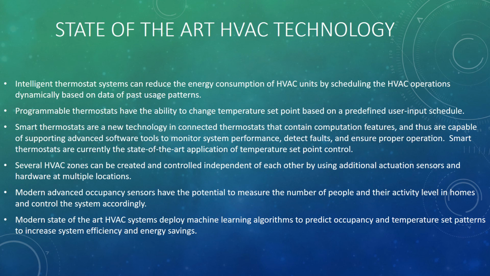Several HVAC zones can be created and controlled independently of each other by using additional actuation sensors and hardware at multiple locations. Modern advanced occupancy sensors have the potential to measure the number of people and their activity level in homes and monitor and control the system accordingly. Modern state-of-the-art HVAC systems deploy machine learning algorithms to predict occupancy and temperature set point patterns to increase system efficiency and energy savings.